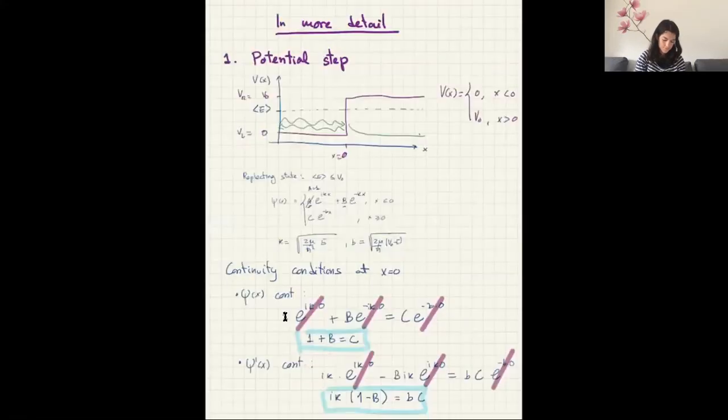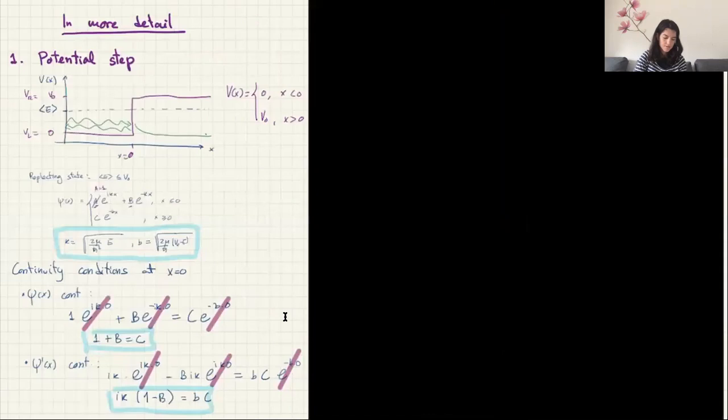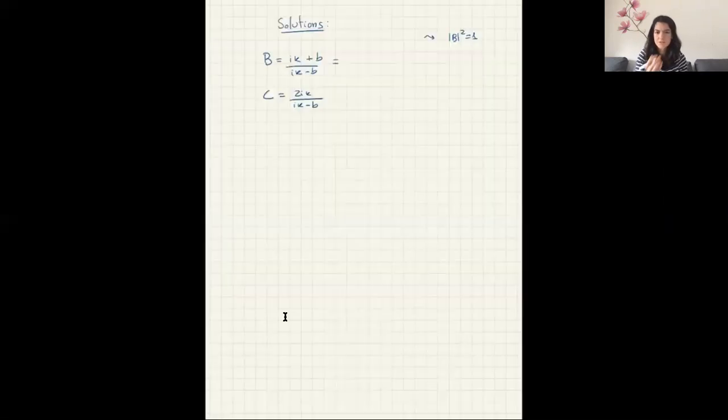In fact, we can now simplify them further by replacing the k and the β from these values here. And we can obtain the final solution, which is not super pretty: b is i square root of E plus square root of V0 minus E, over i square root of E minus square root of V0 minus E. And c is 2i square root of E over i square root of E minus square root of V0 minus E.